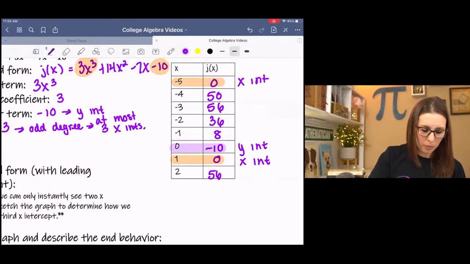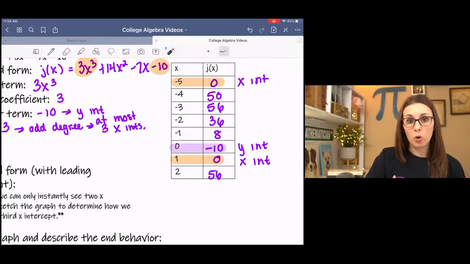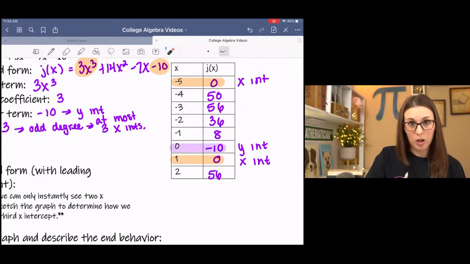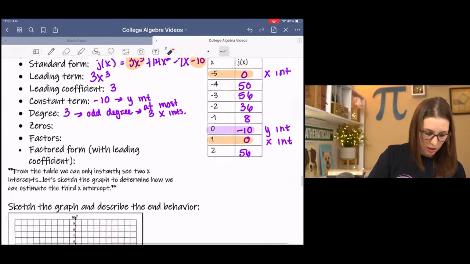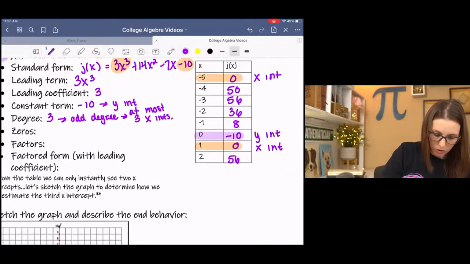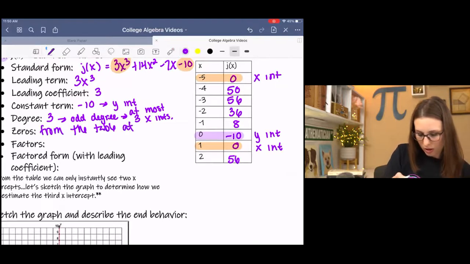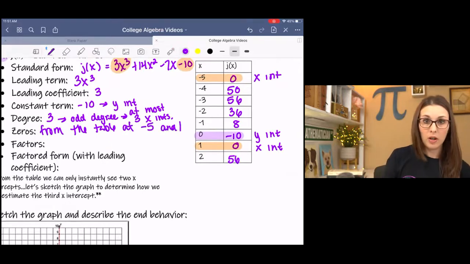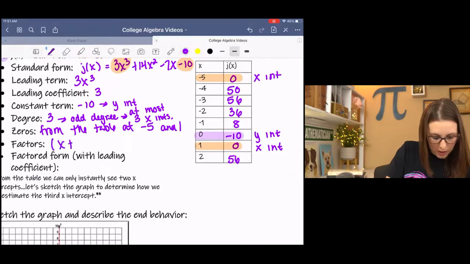Now, when we try to plot these points on our coordinate plane, obviously these values are way off the graph. So we're just going to kind of get a general idea of what it looks like. I do have 2 zeros from the table at -5 and 1. So those factors would be x plus 5, x minus 1.